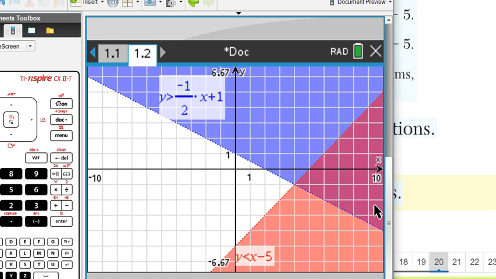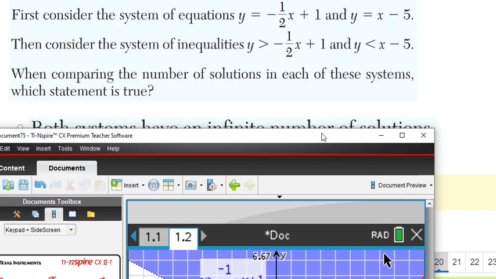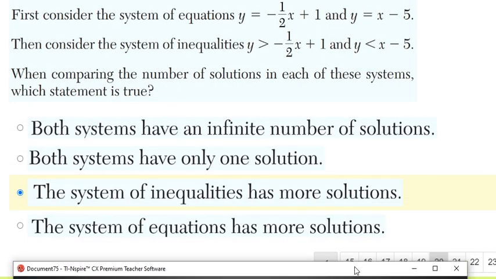So there are infinitely many solutions to this inequality, whereas there's only one solution to the system of equations. So both systems do not have an infinite number of solutions. Both systems do not have one solution. The system of inequalities has infinitely many solutions, and the system of equations only has one. Therefore, this is the correct answer.